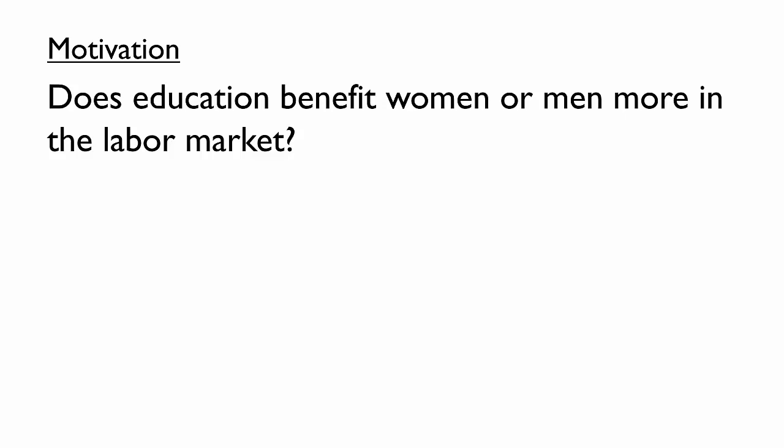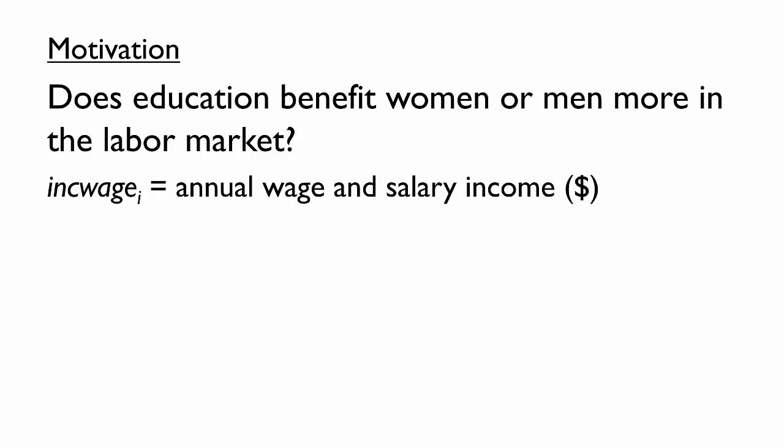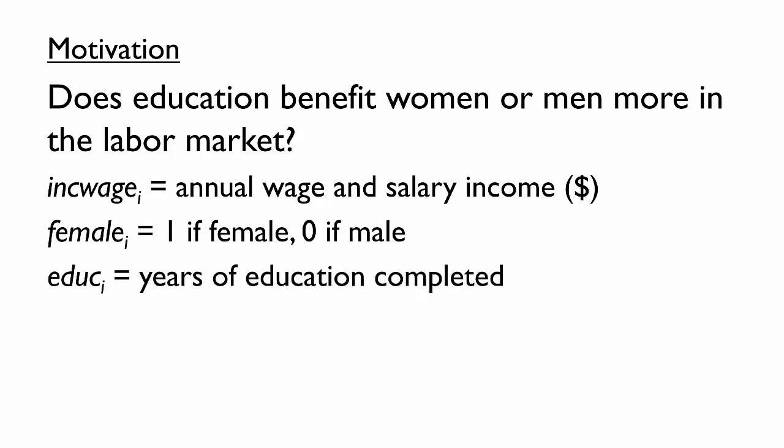If we had a sample of individuals, we need some relevant labor market outcome. While there are many possible outcomes, let's use annual wage and salary income, in other words, income earned from working, measured in dollars. We'd also need to know their gender, which we can represent using a dummy variable. Finally, we need to know the education level, which we could measure as the number of years of education completed.